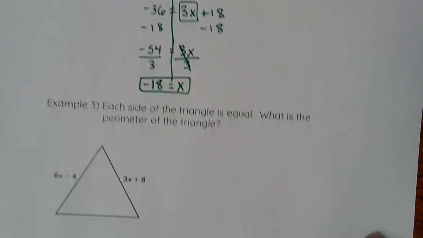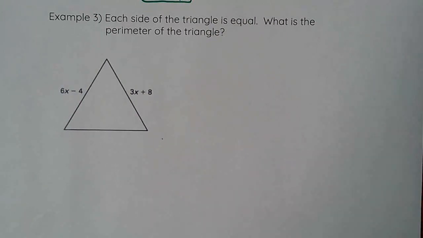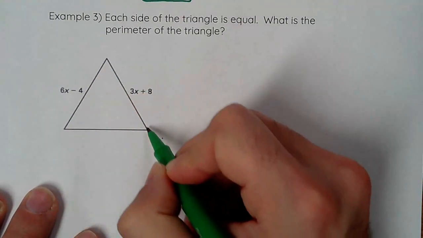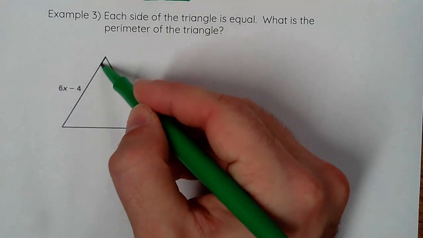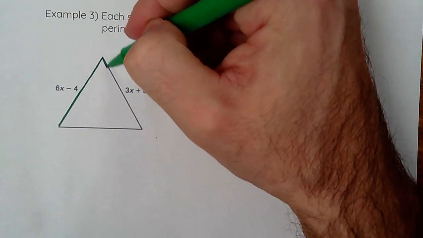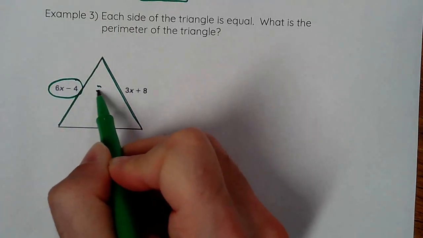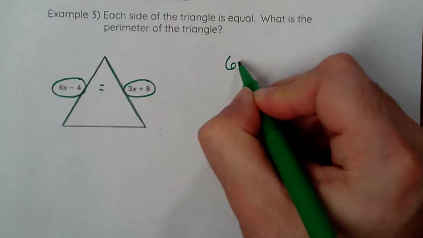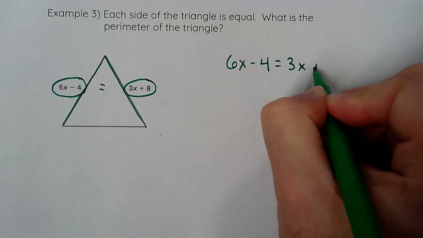And we'll finish with one final example, kind of an application multi-step problem. Each side of the triangle is equal. What is the perimeter of the triangle? All right, so we know that each side of the triangle is equal, meaning this is an equilateral triangle. Now, if we know that this left side is equal to this right side, we know that the left side measurement is equal to the right side measurement. So we can actually set up our own equation here. And we can say 6x minus 4 equals 3x plus 8.